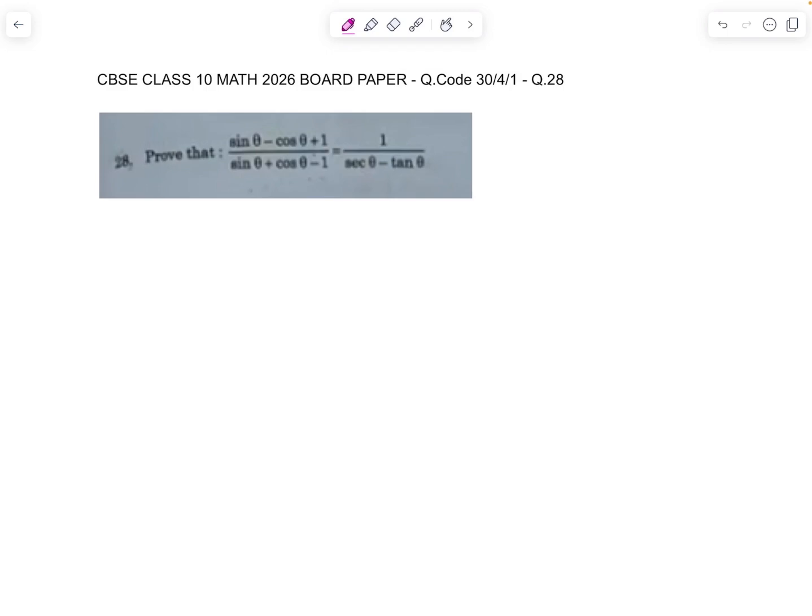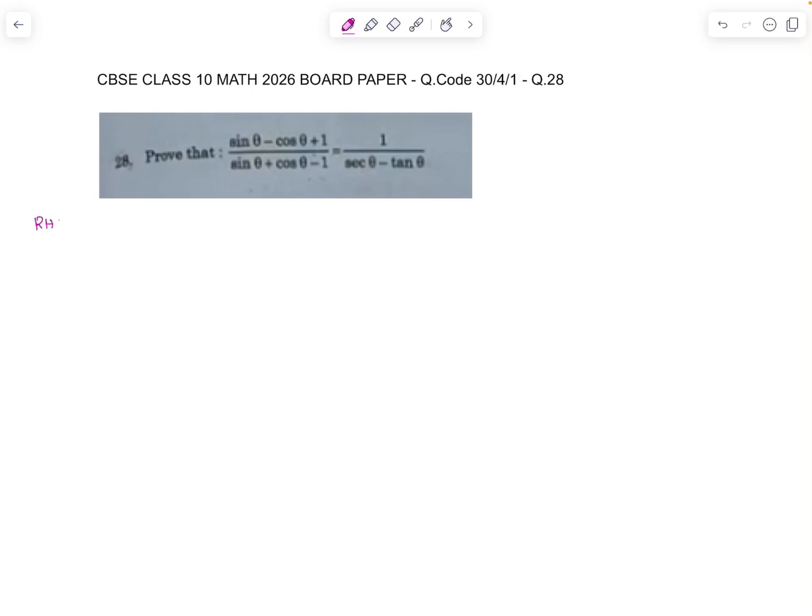A statement has been given to be proved. The statement goes like this. Prove that (sin theta minus cos theta plus 1) by (sin theta plus cos theta minus 1) is equal to 1 upon (secant theta minus tan theta). We can either start proving from the LHS and go towards RHS, or start from RHS and come towards LHS. So now here I am going to start with the RHS.